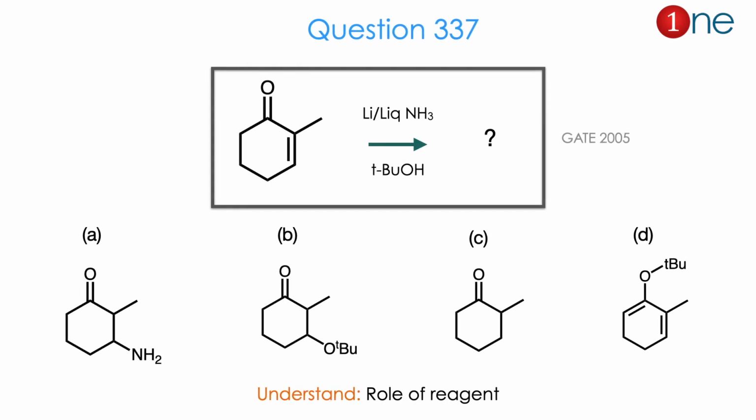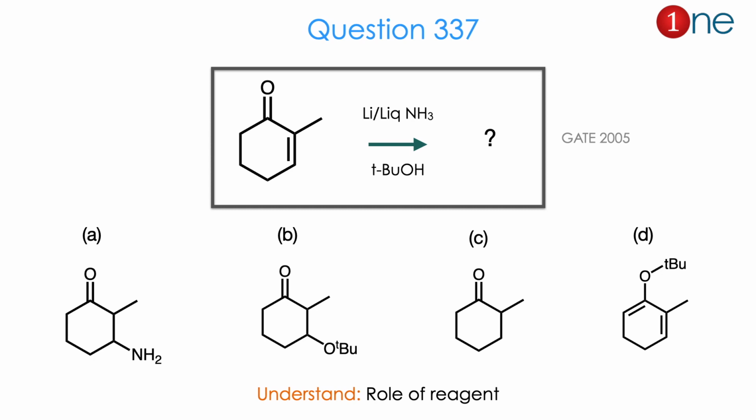Let us look at the next question. They are given an alpha beta unsaturated ketone, and lithium in liquid ammonia and tertiary butyl alcohol. They ask you to find the product. Here 4 products are given, and they differ in the functional group. First one is an amine attachment at the 4th position. Second one is tertiary butoxide at the 4th position. The third one is just a reduction of the double bond. And the 4th one is just an attachment of a tertiary butoxide group.